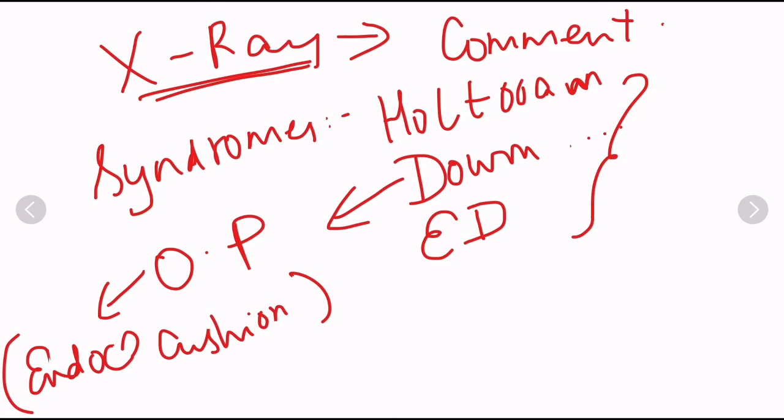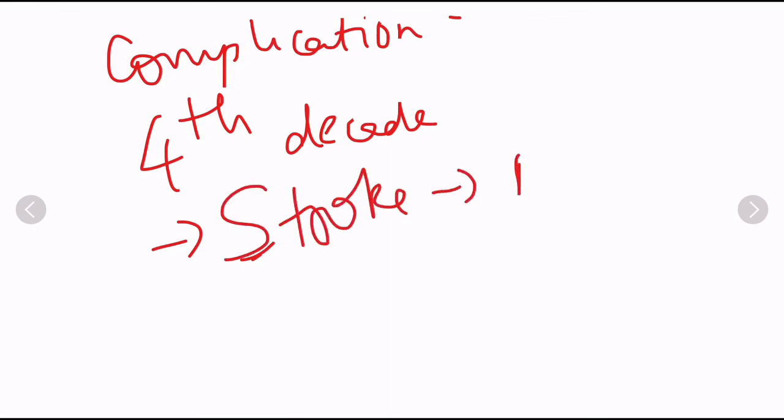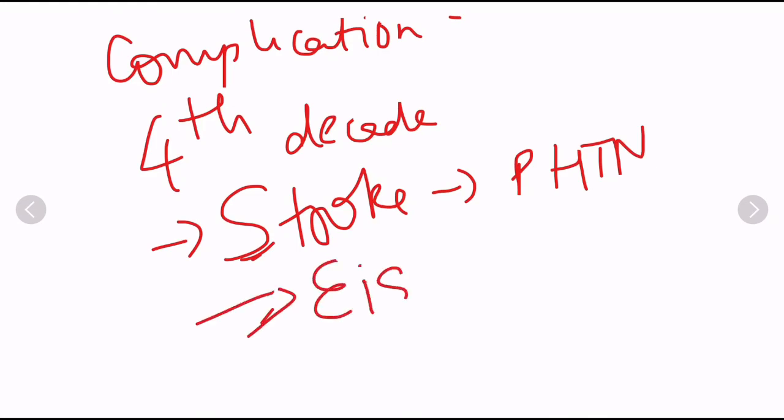Alright. So about the complications, this is the last point. The complications occur only in the 4th decade of life, so only if the person is very well aged do the complications start occurring. Complications include stroke, pulmonary hypertension, and last but not the least, Eisenmenger syndrome. Eisenmenger syndrome usually occurs in these kinds of congenital heart diseases, but more so with acyanotic ones.